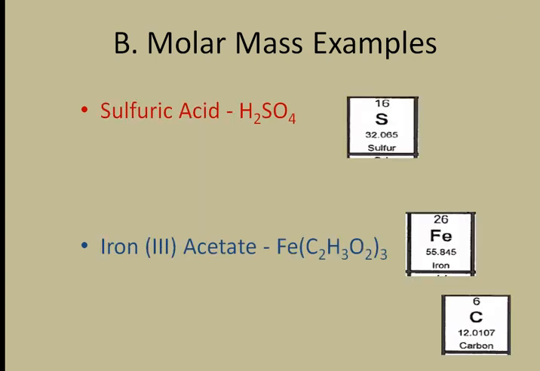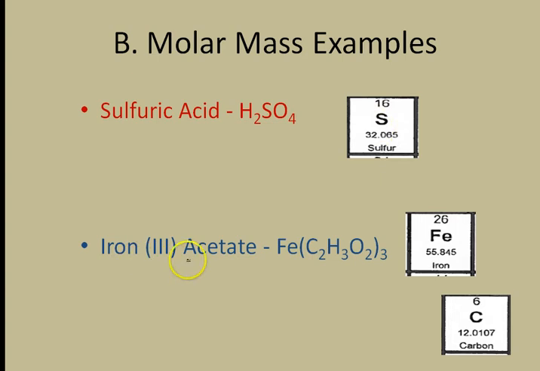I would like for you on your own to go ahead and try these 2 examples and have them prepared for class. So sulfuric acid is H2SO4. You would do the same thing: total up each of your elements, multiply by the molar masses, and then sum them all up. And here I'm providing the molar mass of sulfur, just so you have it handy.